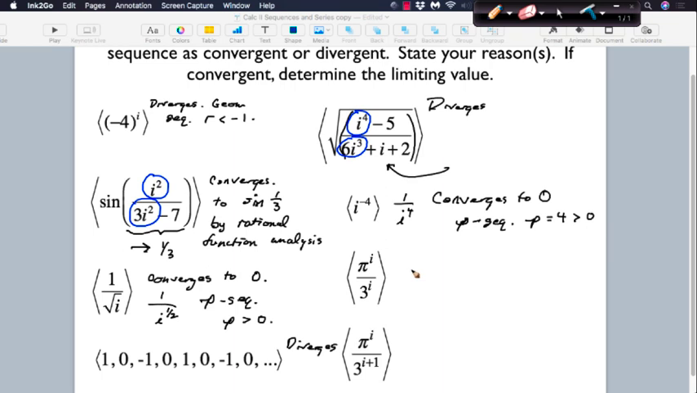So there's something we want to do first before we start this one. We can say it's equal to pi over 3, all to the I. And then, Trey, how does that help? Because it's positive? So what kind of sequence is this? Geometric, right? Geometric with r greater than 1. Pi over 3 is just a little bit bigger than 1. So this diverges because of the geometric sequence.